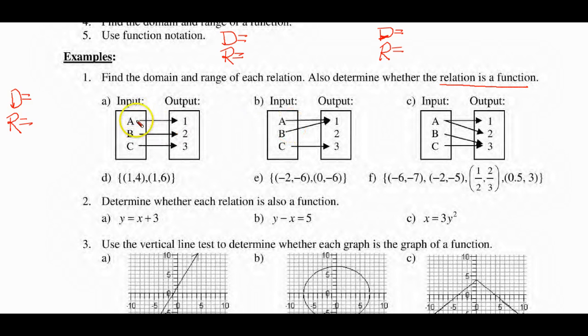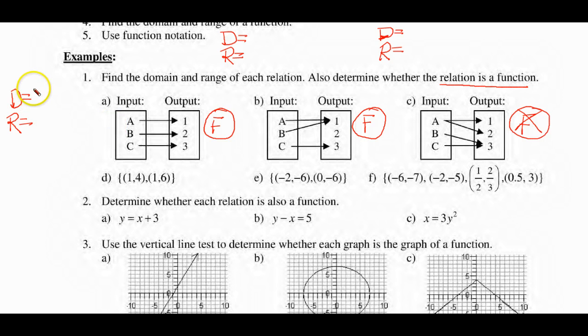Is the X element only used once? So here we see quite clearly, yes, this is a function. Here, one line coming from the X element, this is a function. Now here the A is used twice, so this is not a function.